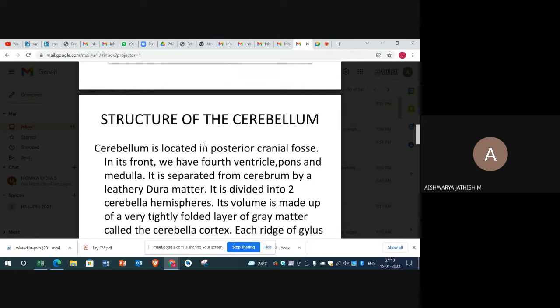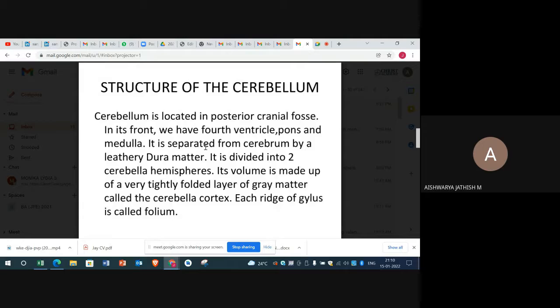So what is the structure of the cerebellum? It is located in the posterior cranial fossa. There are the fourth ventricle, pons, and medulla, and it is separated from the cerebrum by a leathery layer called the dura mater. It has two cerebellar hemispheres. What are the two hemispheres? Let us see.